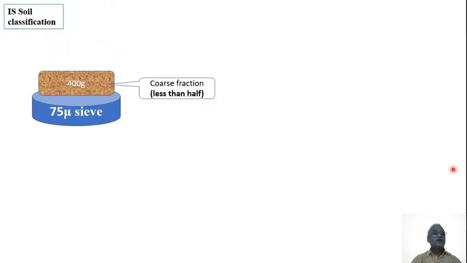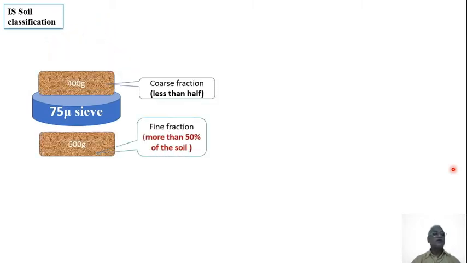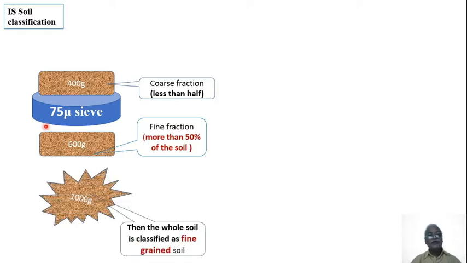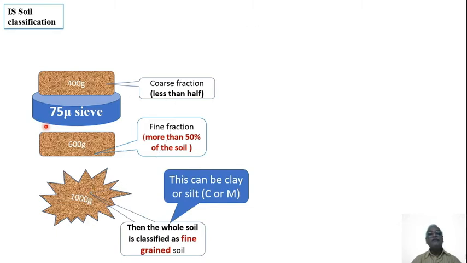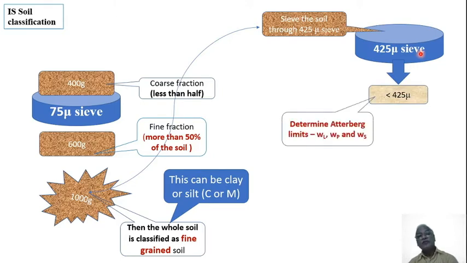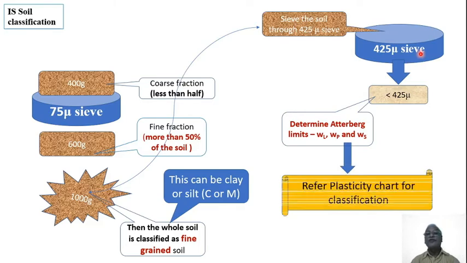Again, soil is taken passing through 75 microns. If more than 50% passes through, then the overall soil will be classified as fine grained soil. Then from the overall soil, we have to take the soil passing through 425 microns, and on that you have to conduct Atterberg limits or consistency limits. Depending upon their values, you have to refer to the plasticity chart to find out whether it is clay or silt, or with what compressibility and so on.